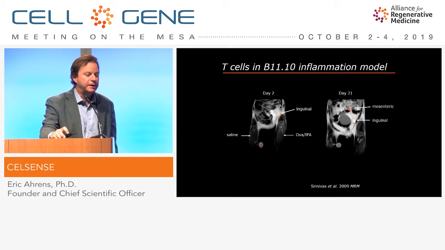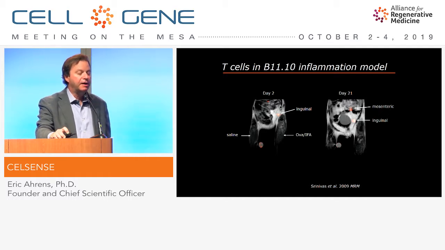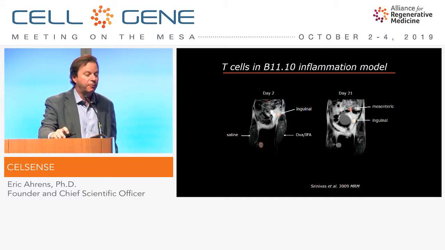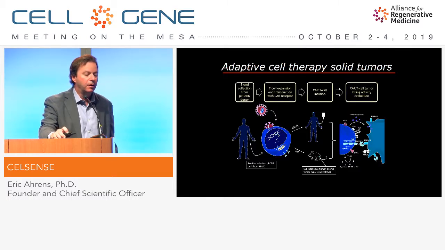Here's another example in T cells, where we took T cells and injected them in an inflammation model in mouse, where we put ovalbumin and IFA into the quadricep muscle, and then we inject cells systemically, and you get accumulation in the inguinal nodes. This cell label persists, so even out to 3 weeks or longer, you can still see the presence of the cells.